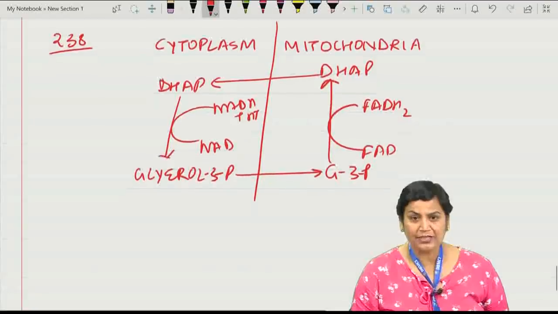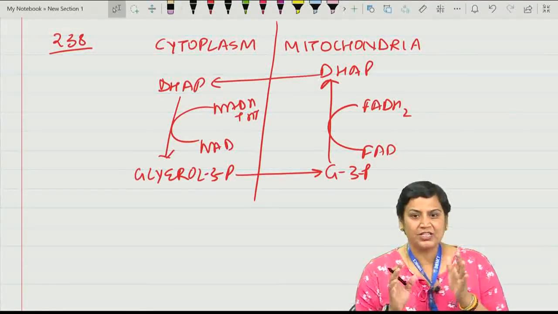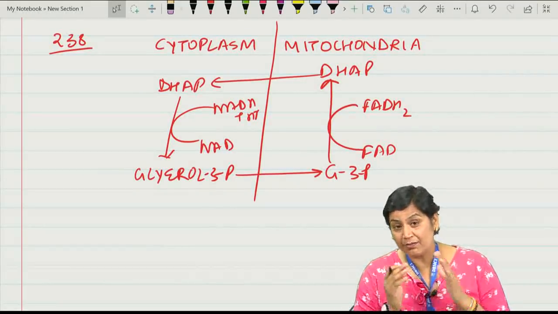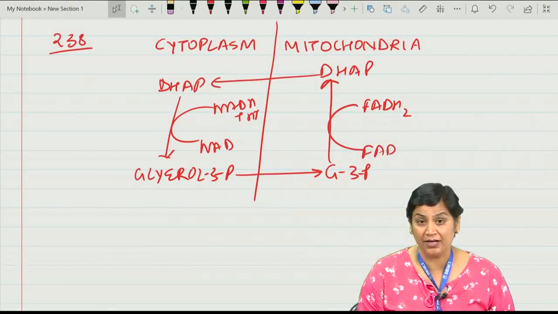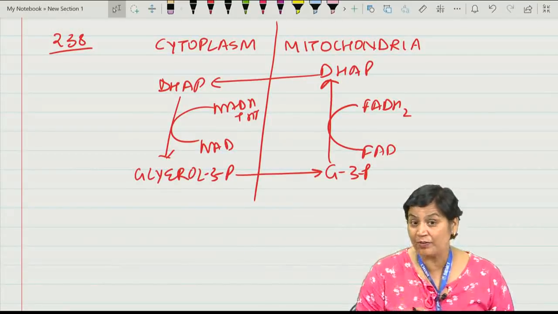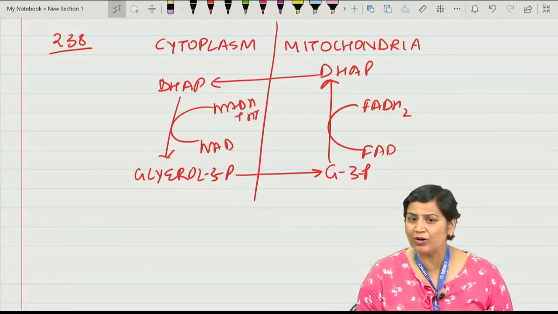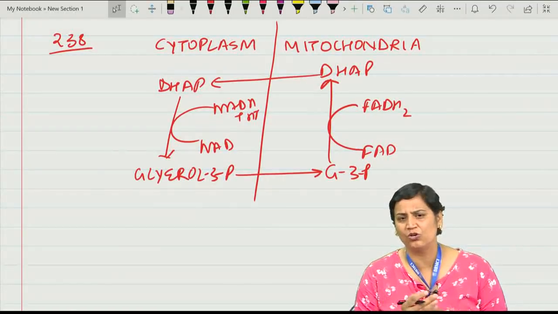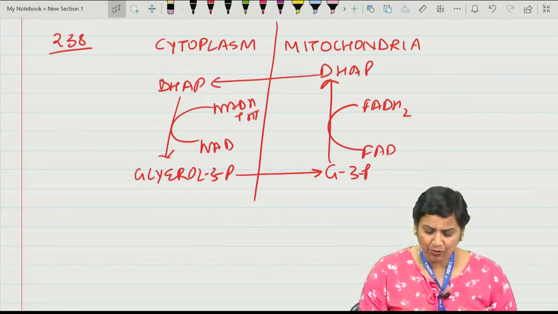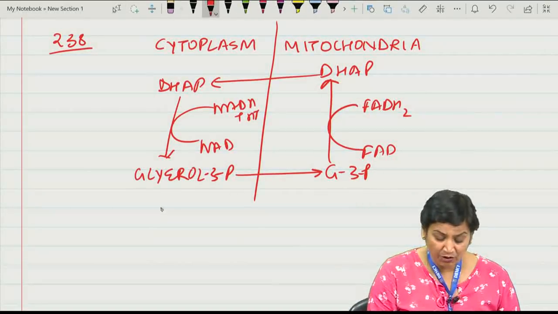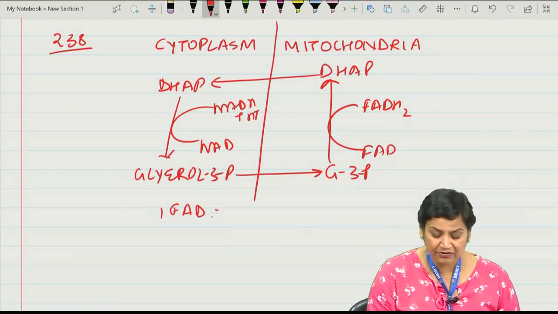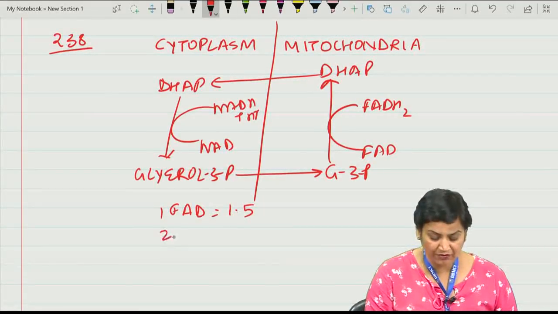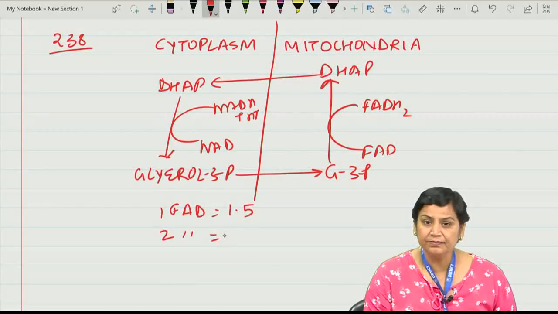So what you can see is that in the glycerol phosphate shuttle, even though there is incorporation of NADH plus H positive, in mitochondria FADH2 is liberated, because the question says aerobic respiration. So we have to consider mitochondria, and this shuttle is less efficient as compared to the malate aspartate shuttle. Now one molecule of FADH2 on oxidation gives 1.5 ATP. Since it requires two molecules, 2 FADH2 will give 3.